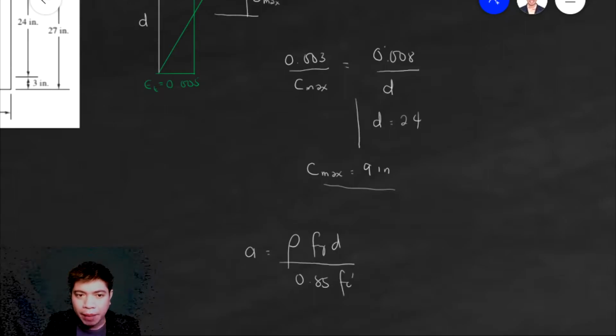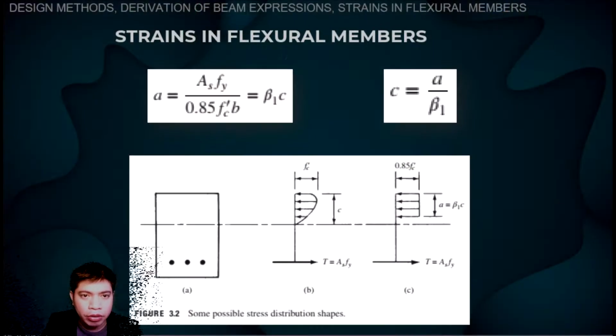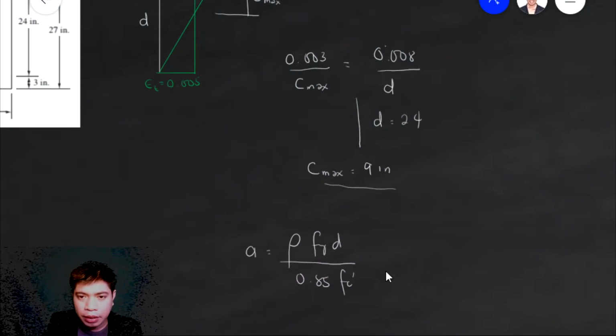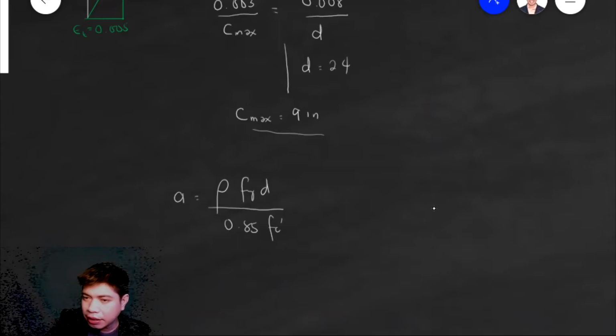Okay? Tapos, meron din tayong isa pang formula guys na eto. Di ba nga sabi natin C is equals to A over beta 1. Okay? So, gamitin din natin siya guys. So, sabi natin nga that C is equals to A over beta 1.